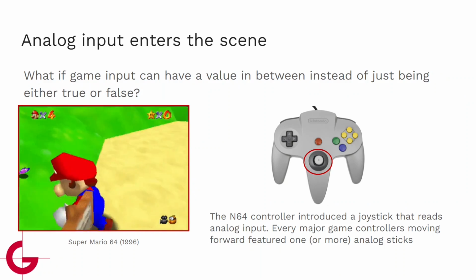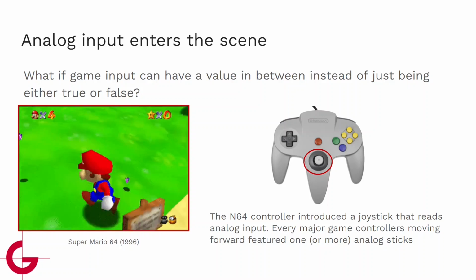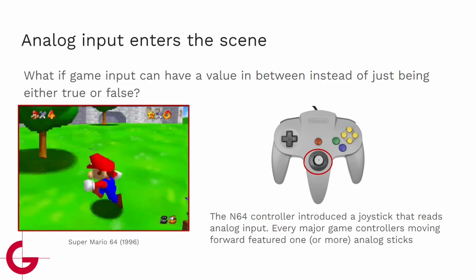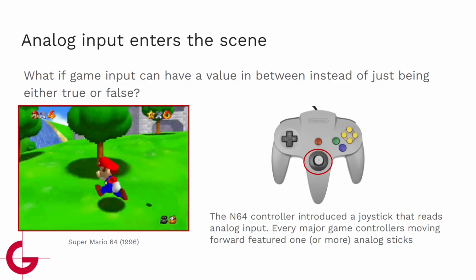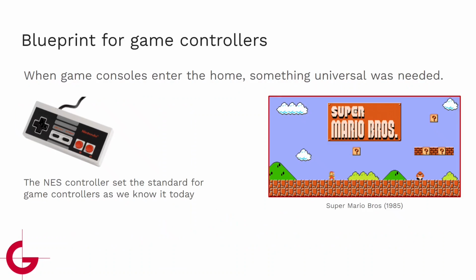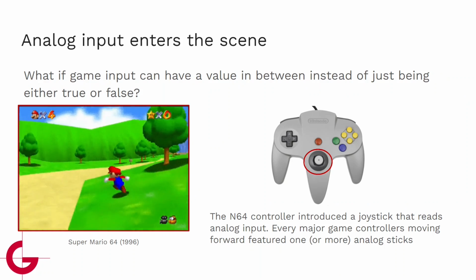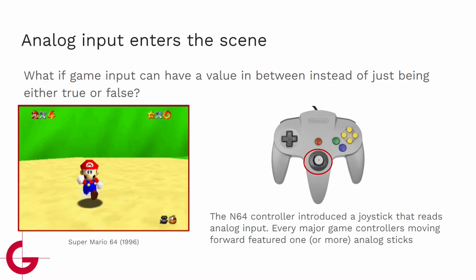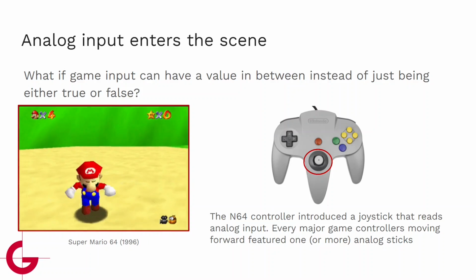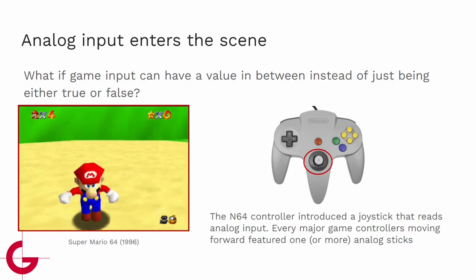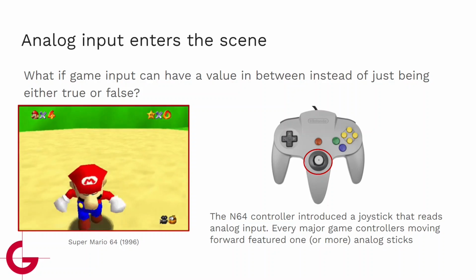But as gaming evolved, we started asking the question, what if the input to a game can be more than just a binary value, right? The NES controller has buttons, and when we press them it is true, when we let go of them it is false. We have only two states. But can we read an analog input? Can the input value be a range of values instead of a binary?